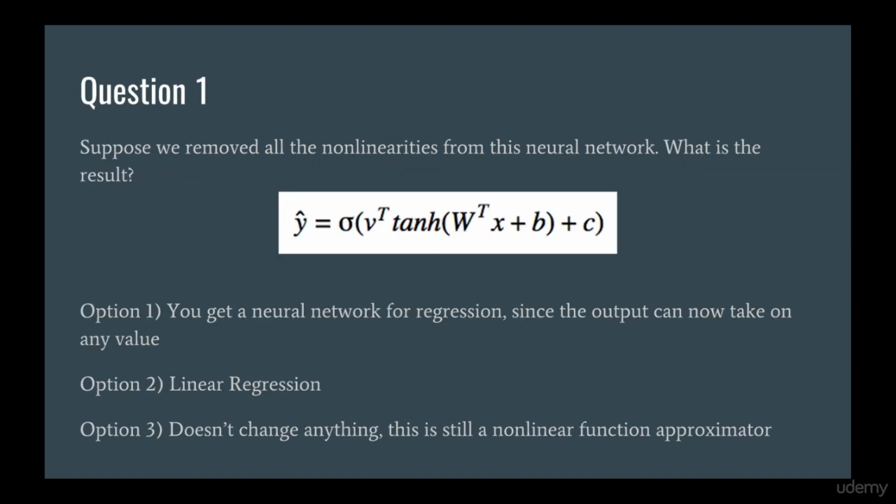The first question is as follows. Suppose we removed all the nonlinearities from the neural network. What is the result? You're given three choices. Number one is you get a neural network for regression since the output can now take on any value. Number two is you get linear regression. And number three is it doesn't change anything. This is still a neural network that can be used for nonlinear problems. I'll give you a second to think about this, or you can pause the video and come back when you think you've got the answer.